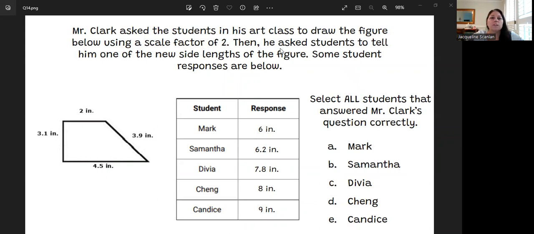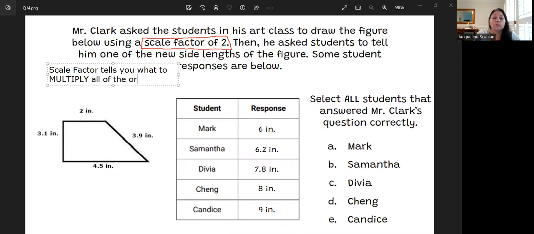The original problem says, Mr. Clark asked the students in his art class to draw the figure below using a scale factor of 2. All right, what does that mean? Well, what you should know by now is that a scale factor tells you, and I'm going to type this for you, the scale factor tells you what to multiply all of the original numbers by.